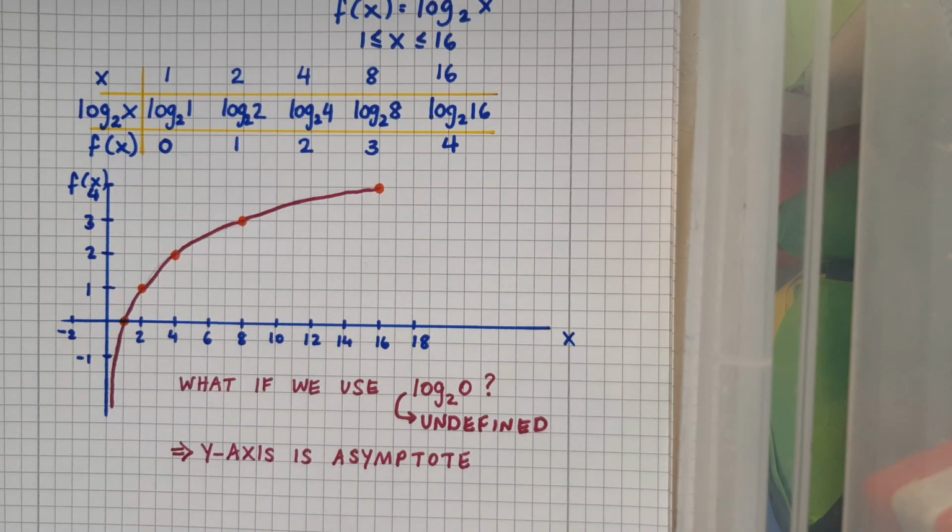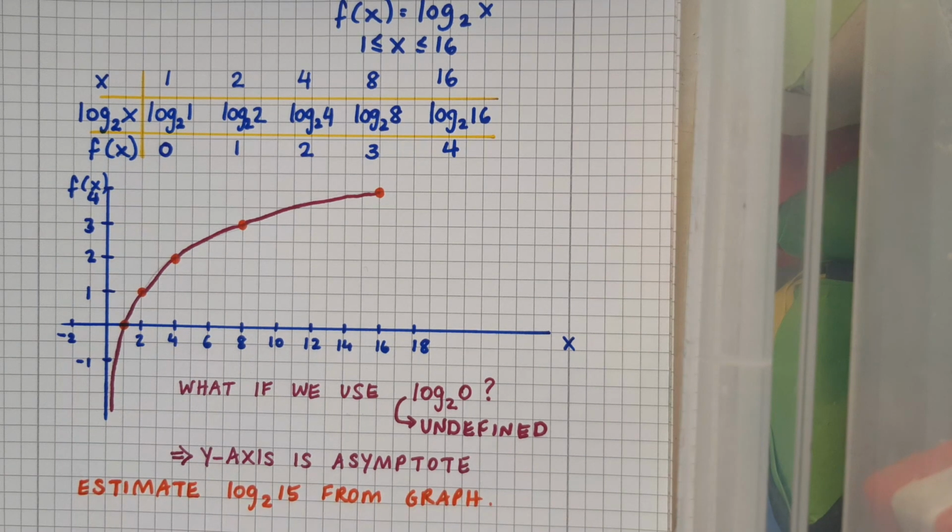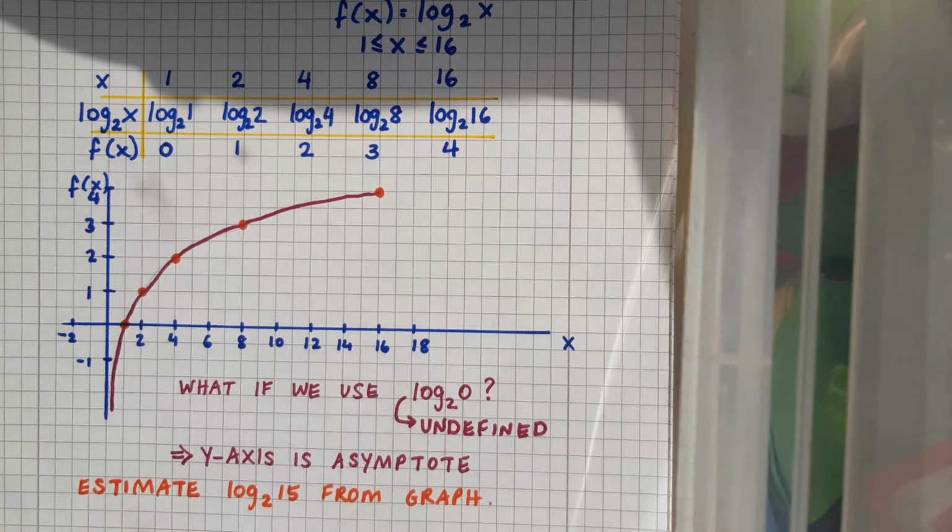Once I have a graph of a function like this, I can use it to estimate the values of the function at different x values. So for example, I could be asked to estimate log to the base 2 of 15 from the graph. Now obviously 15 isn't a natural partner for 2, as in it's not a direct power of 2, but I can use the diagram to figure out what would be a reasonable estimate for this calculation.